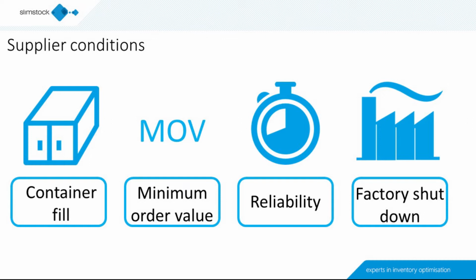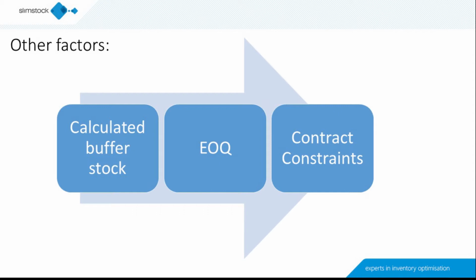Some other factors that we need to take into account is we need to get away from holding 3 months worth of stock to cover any kind of uncertainty, and actually work out what the calculated buffer stock needs to be on these products. So we need to take into account the review time and the lead time and the supplier's reliability to work out what the most accurate level of buffer is going to be.